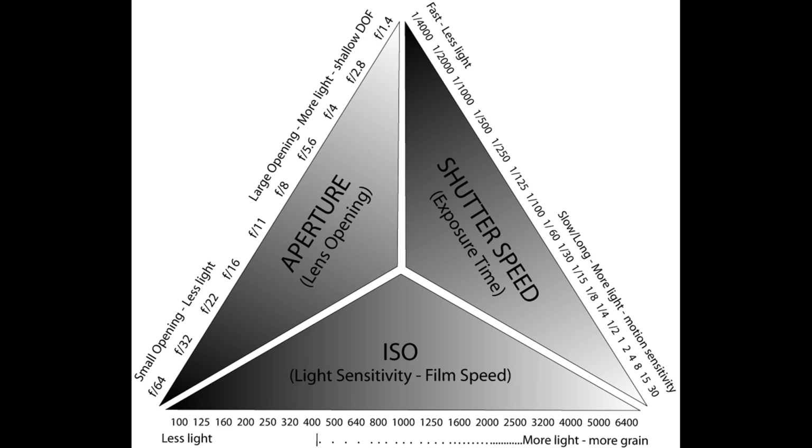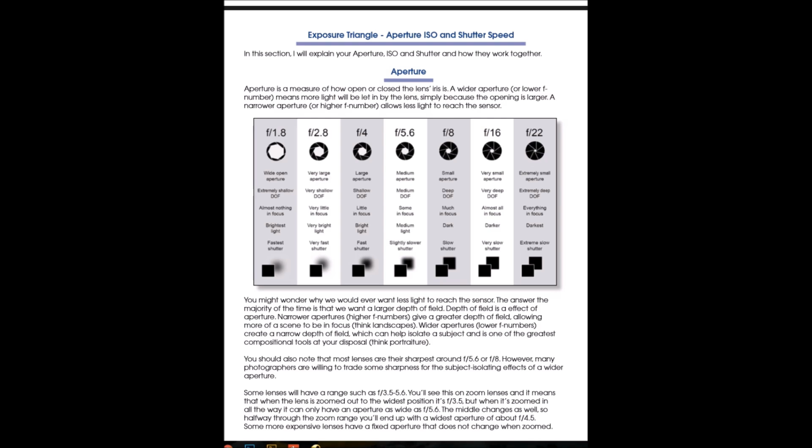Exposure triangle: aperture, ISO, and shutter speed. In this section, I will explain your aperture, ISO, and shutter and how they work together. Aperture.